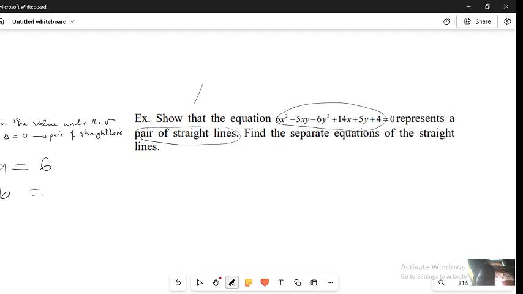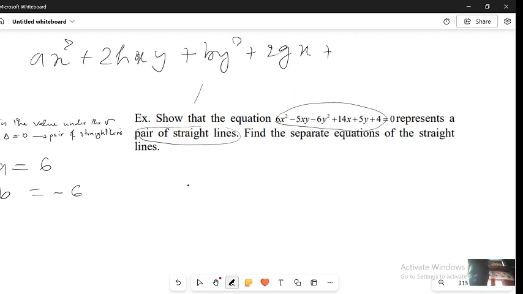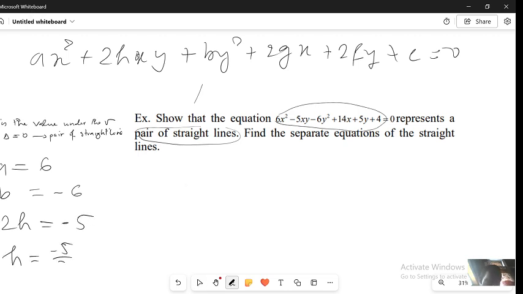The value of b is going to be equal to minus 6, because the general equation is ax squared plus 2hxy plus by squared plus 2gx plus 2fy plus c equals 0. Now a equals 6, b equals minus 6, and 2h is going to be minus 5, so I have h equal to minus 5 by 2.